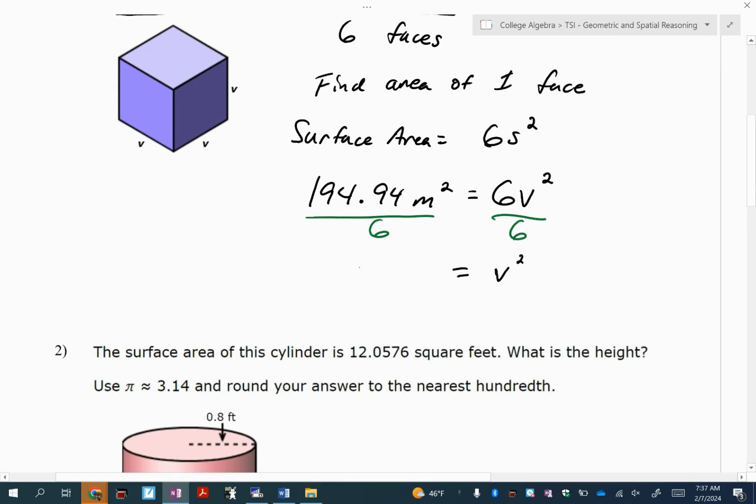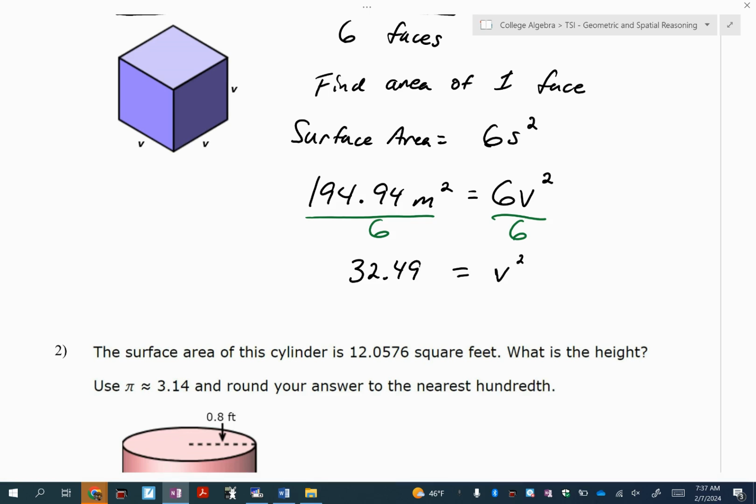What is it? 32.49. Does it stop there, or does it keep going? It stops there. Oh, look at that. If it had kept going, make sure you don't round it, right? Keep going if it goes to more digits. All right, so this is equal to V squared.